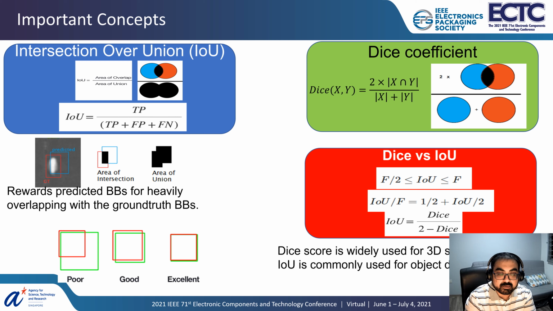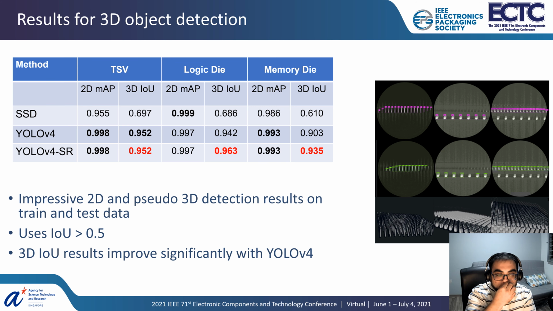And as you can see, they're quite similar. And there is actually a correlation between dice score and IOU. In fact, if you know the dice score, you can calculate the IOU and vice versa. Generally speaking, dice score is widely used for 3D segmentation for a variety of reasons, while IOU is more commonly used for object detection. Okay, so now that we know the important concepts, we know what we are looking at, let's look at the results now.